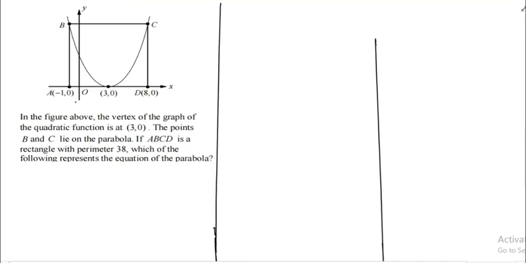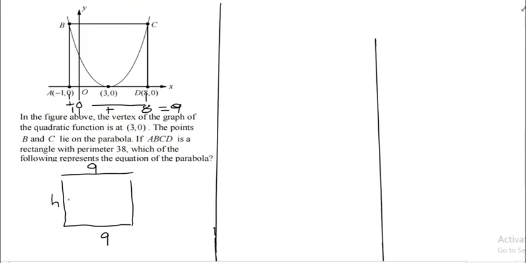Let me draw this line here. From this point, 0, to this point, -1, we discover that we have 1 unit here, and then from 0 to this point here on the x-axis is 8. So if you add these two together, 1 plus 8 will give us 9. So we'll have this other side of the rectangle equal to 9, and this will also be 9. So this is the width of the rectangle.